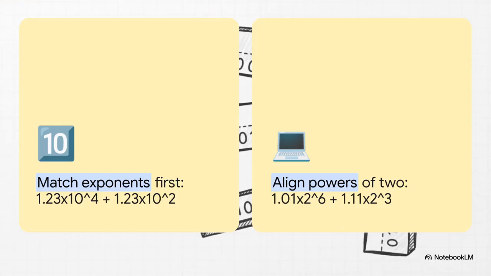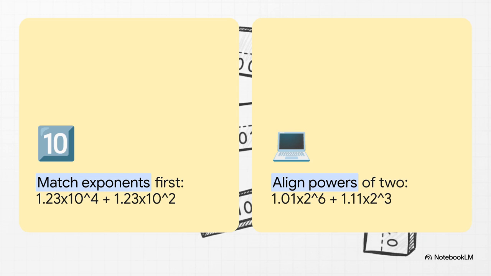Now, if you're still feeling a bit intimidated by binary, just think about good old standard scientific notation. Floating point numbers are effectively just a variation of that. In base 10 decimal, you already know that you can't just add 1.23 times 10 to the fourth to 1.23 times 10 to the second directly. No way, right? You have to match the exponents first.